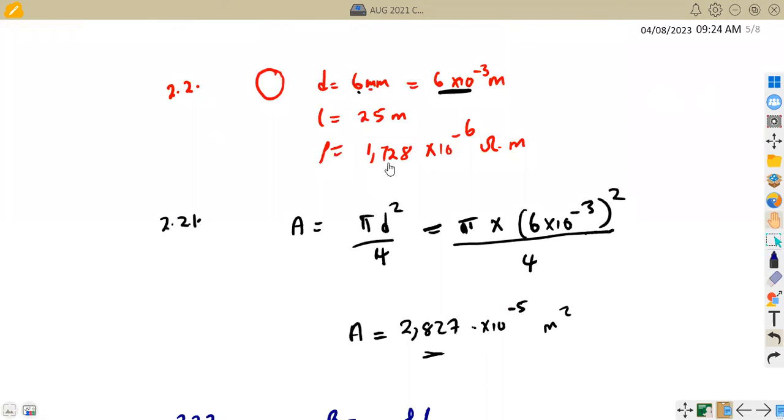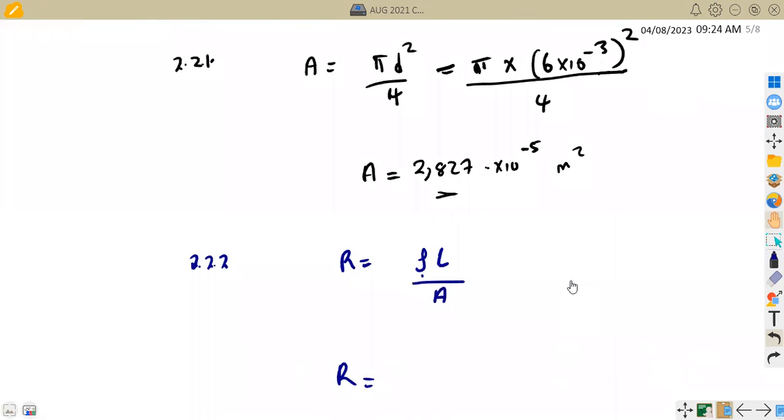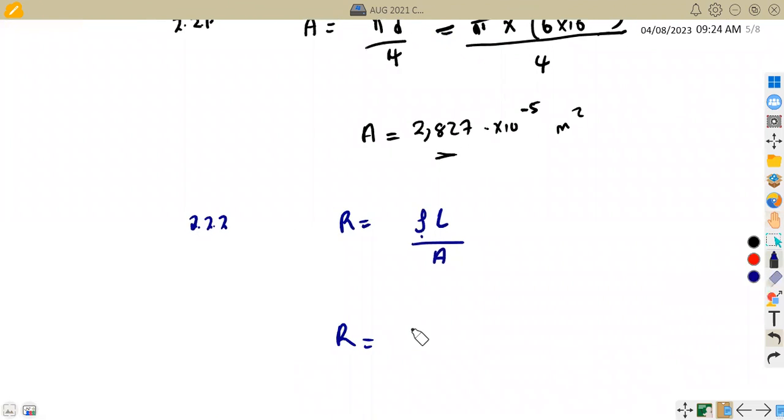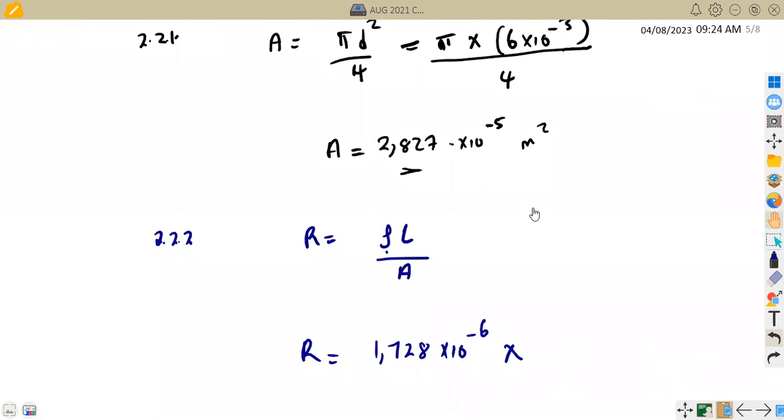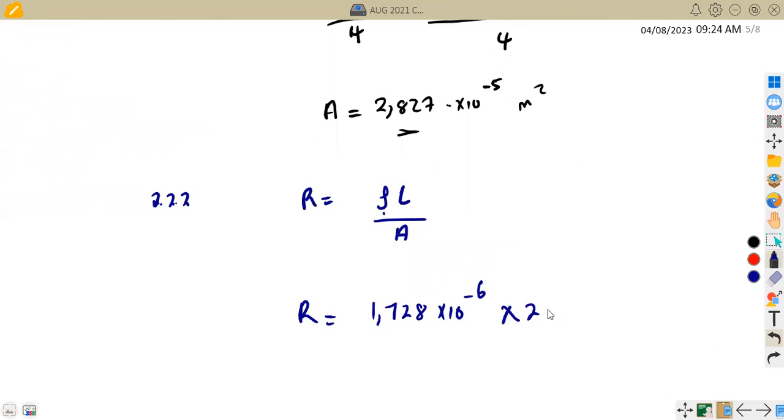In this case, that's 1,728 times 10 to the exponent of -6, times the length of the conductor, which is 25 meters. We are given our length of 25 meters over the area, which is the one that we calculated here, that is 2,827 times 10 to the exponent of -5.